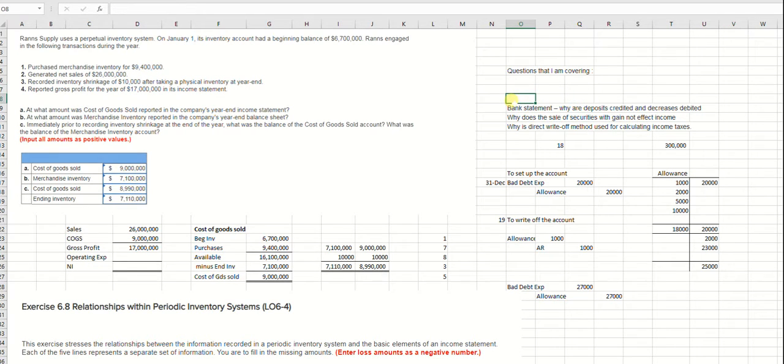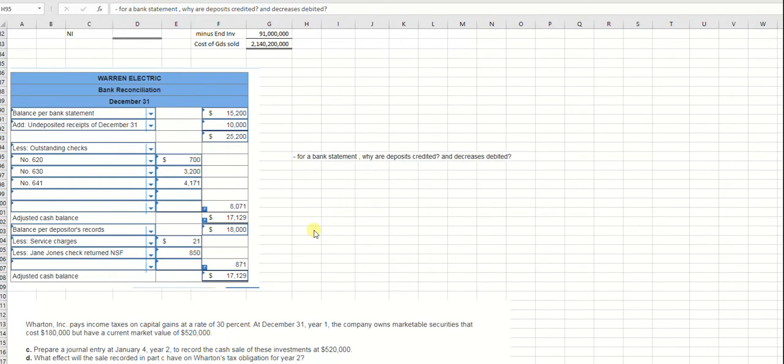So that's that one. Let me pause that one to read the question again on the bank statement. Okay, so I'm not necessarily sure if I completely understand this question. For the bank statement, why are deposits credited and decreases debited?